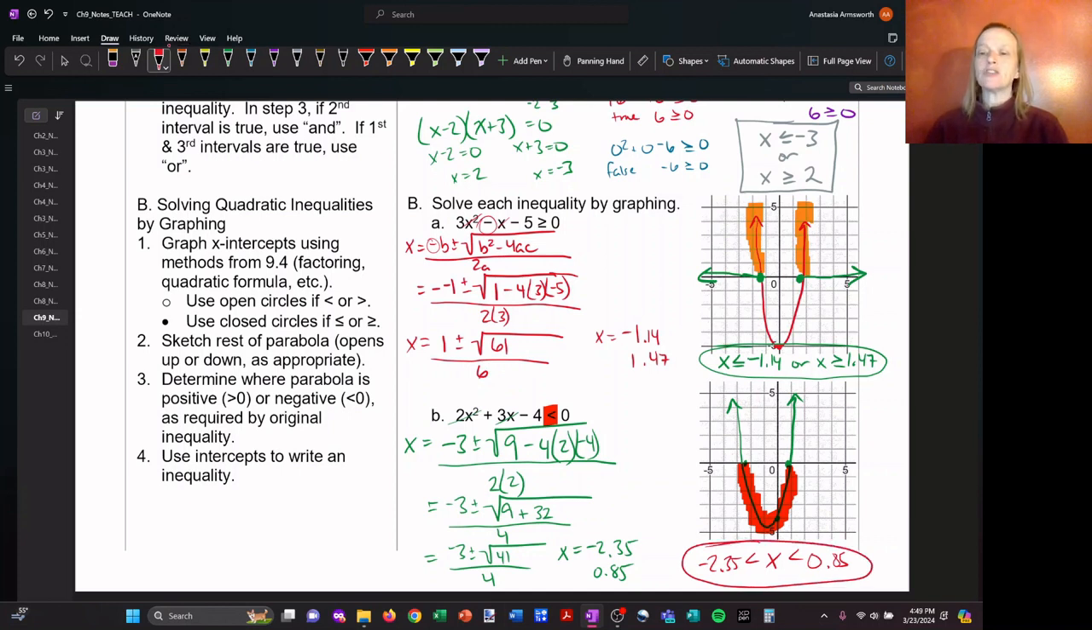And again, here I'm using just less than symbols because my original inequality did not have any equal signs involved there. So graphically, I could graph this as an open circle, graph this as an open circle, and shade in the region between those two points.